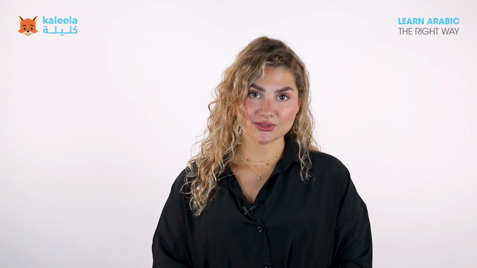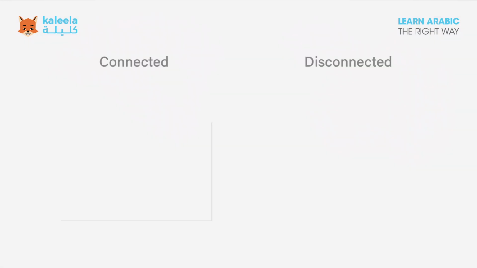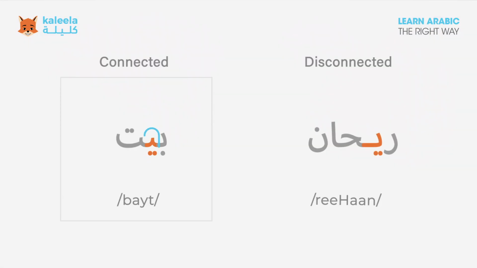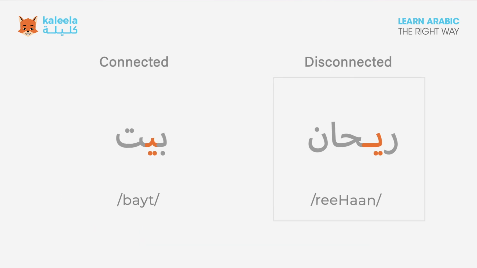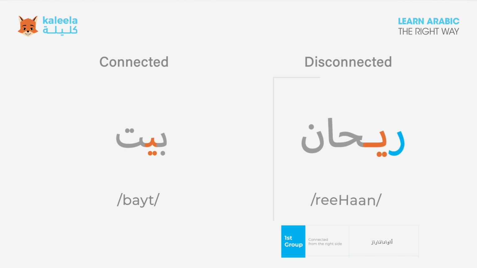After knowing all the shapes of the letter Ya, why is it connected in some cases and disconnected in others? We conclude that the letter Ya can be connected from the right when it's preceded by letters from the second group, as in bayt. Ba falls in the second group. And it comes disconnected from the right when it's preceded by letters from the first group, as in rihan. Ra falls in the first group.